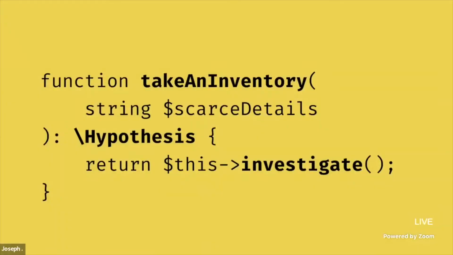So let's look at taking inventory here. We see a little pseudocode. We're going to take the scarce details that we usually get from the merchants. We're going to investigate and we're going to form a hypothesis. That's going to be the return type for our investigation here.